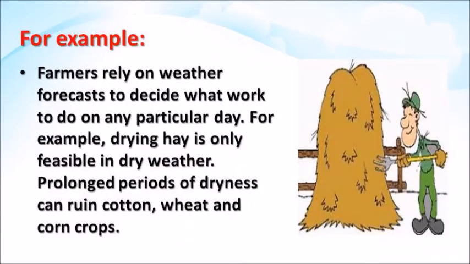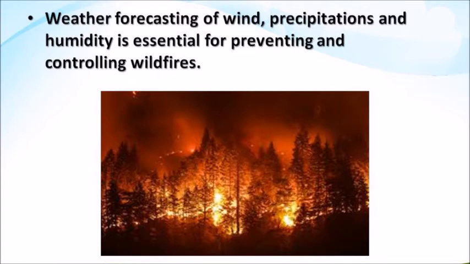For example, farmers rely on weather forecasts to decide what work to do on any particular day. For example, drying hay is only feasible in dry weather. Prolonged periods of dryness can ruin cotton, wheat, and corn crops. Weather forecasting of wind, precipitation, and humidity is essential for preventing and controlling wildfires.